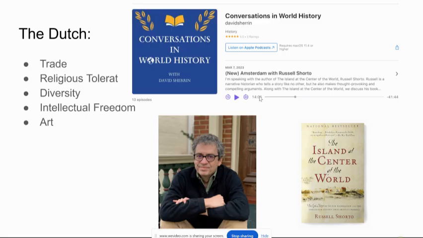The Dutch were known for trade, for religious toleration, for accepting diversity, including having one of the only places in Europe where Jews could practice their religion freely. Intellectual freedom, so many printing presses. Later on, Enlightenment thinkers from England and France would flee England and France to publish in the Netherlands, and art like Rembrandt and Vermeer.